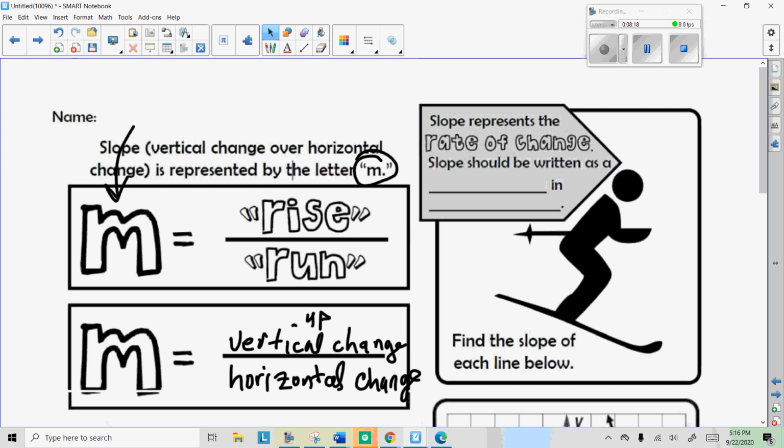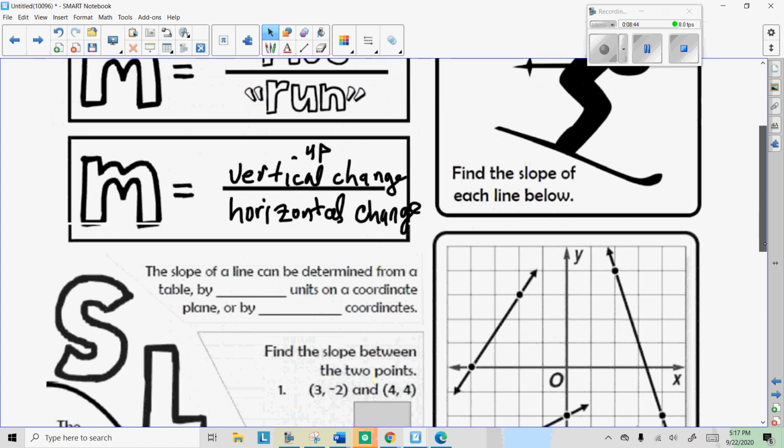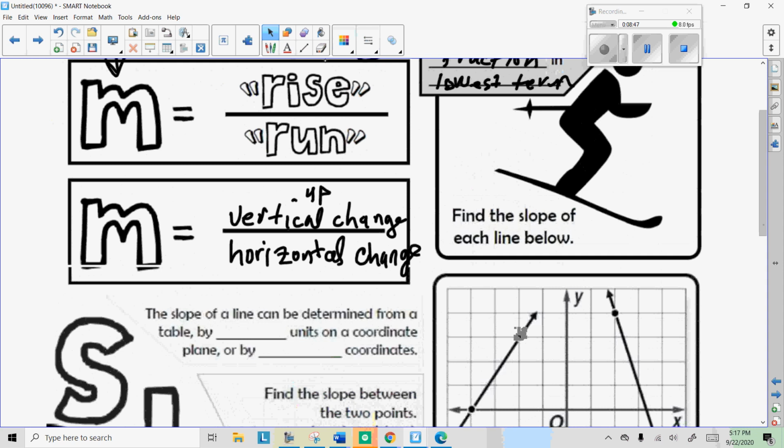The slope represents the rate of change. It should be written as a fraction. That's not a super fixed rule, because sometimes we use a decimal. If you do put it in a fraction, then please put it in lowest terms. Okay, so simplify that fraction, basically what we're saying. And I'm going to erase this and then actually give you a formula for finding slope.